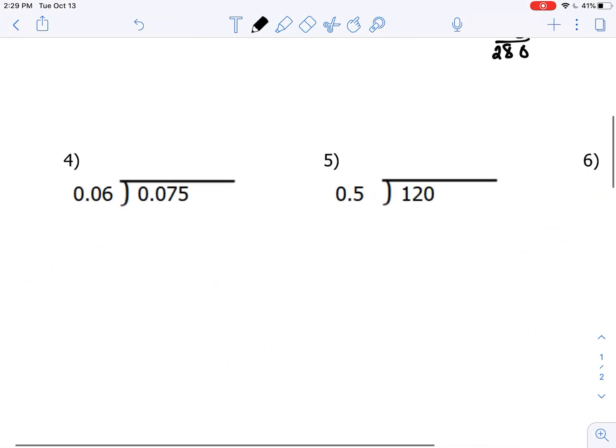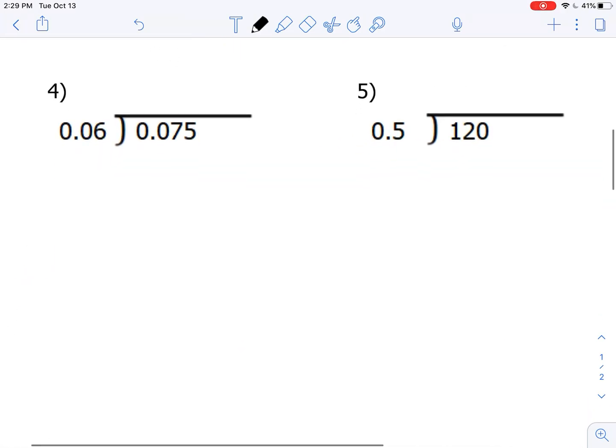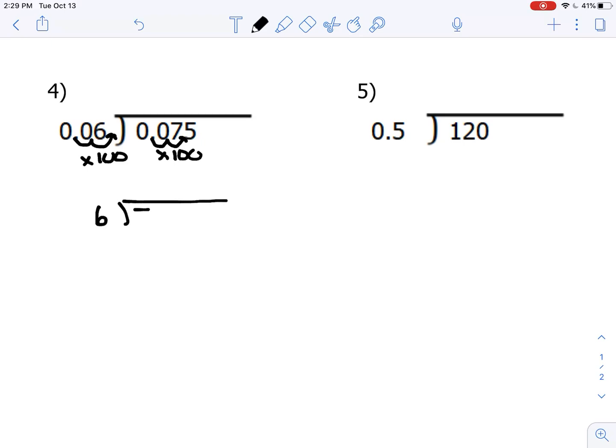We'll go on to question number 4 here. 75 thousandths divided by 6 hundredths. We're going to move the decimal point 2 places to get rid of it. That means we need to move it 2 places in the dividend as well, and we've multiplied both numbers by 100. It has to be the same factor. I can't move one place and the other 2 places, or move the decimal point different numbers of times. So our new problem is 6 going into 7 and 5/10.